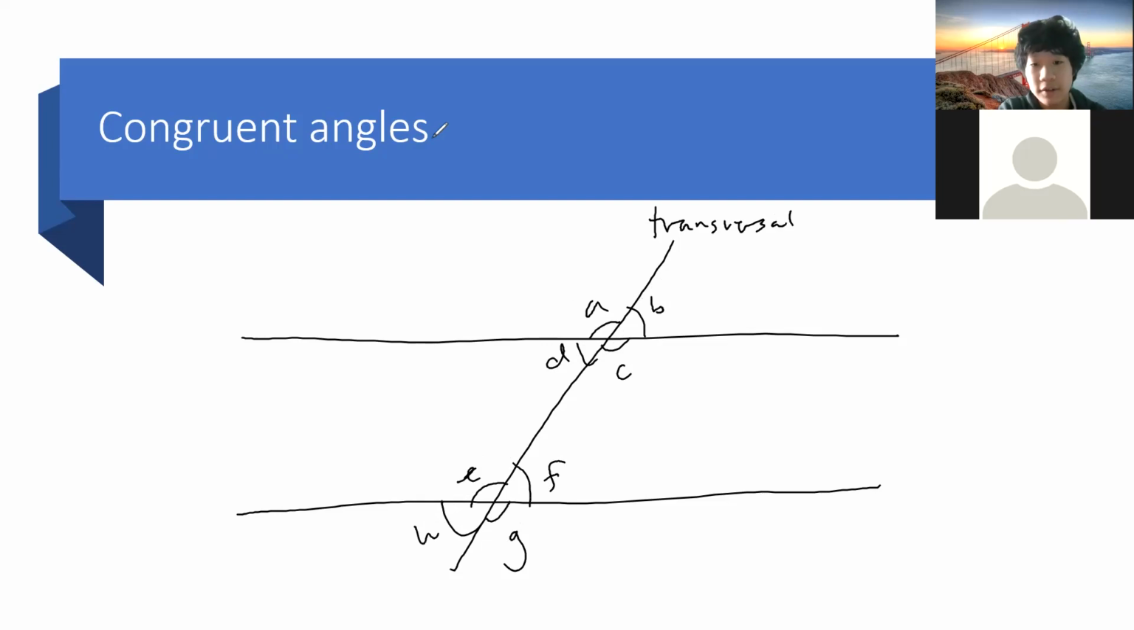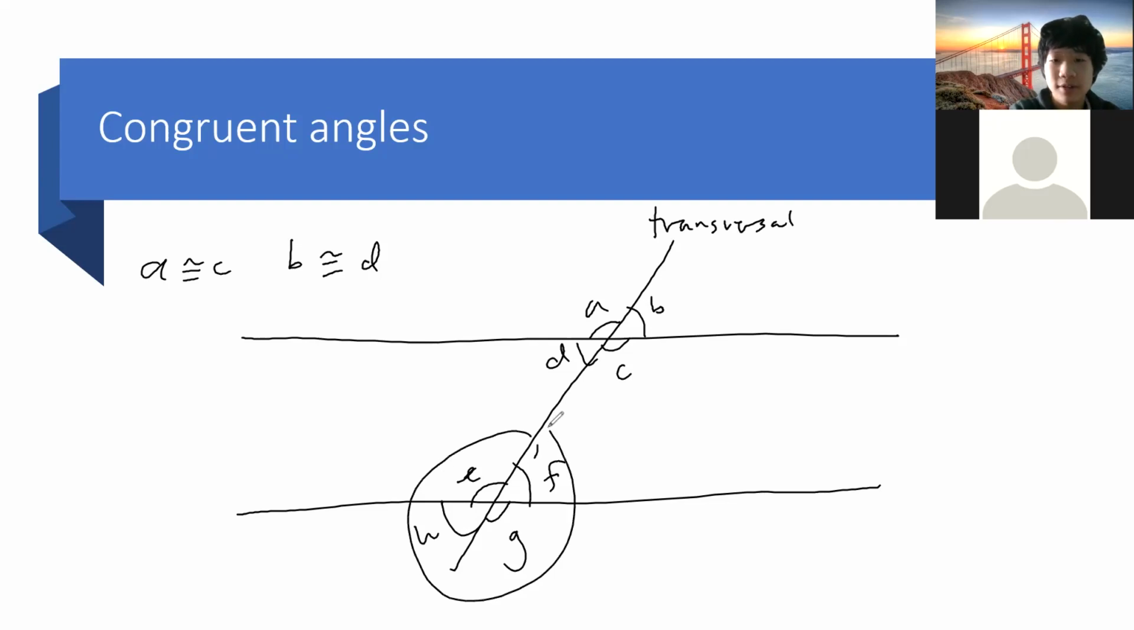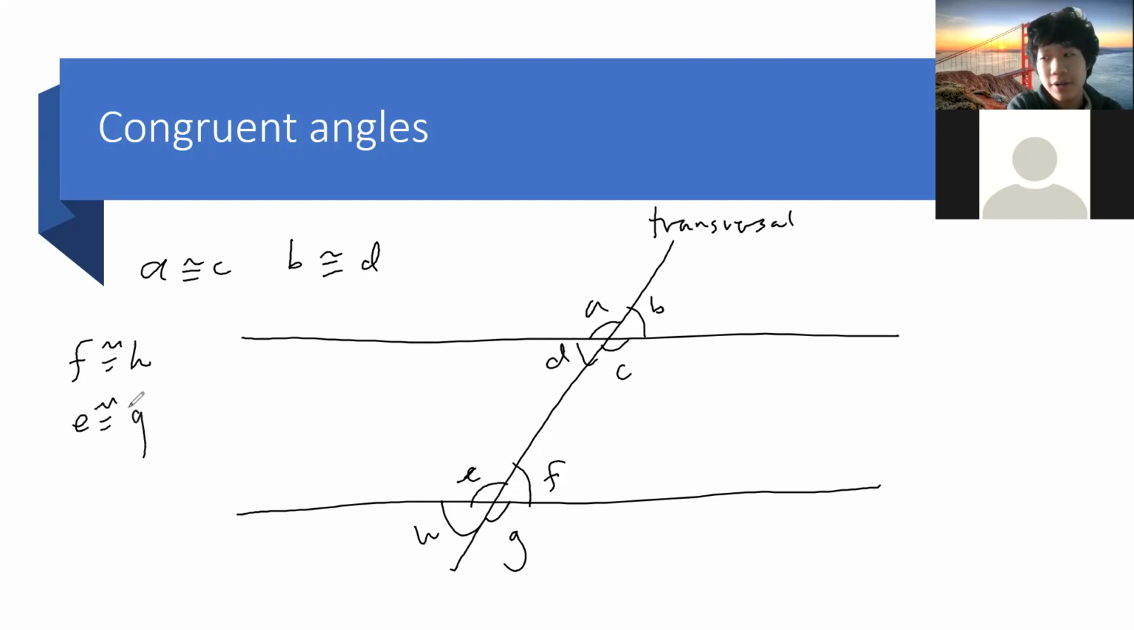Obviously we know that D and B are vertical angles and A and C are vertical angles. So we already know that A is congruent to C, B is congruent to D. We also know that here we have vertical angles too. So F is congruent to H, E is congruent to G. Okay, so now what? Is that all you have?